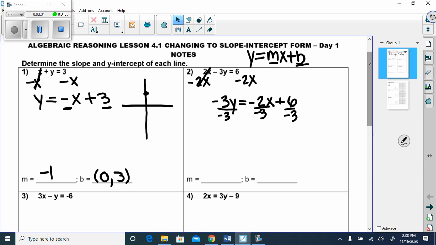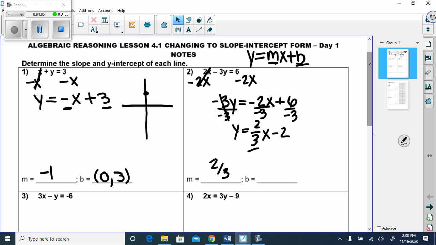Okay, so here the negative 3's will divide out. So I'll just have y. Is 2 divided by 3 going to simplify any? No. But 2 negatives will become positive, so I have positive 2/3 x. And then what is positive 6 divided by negative 3? Negative 2. Okay, so just like before, the m is the number in front of x. What do I have there? 2/3.